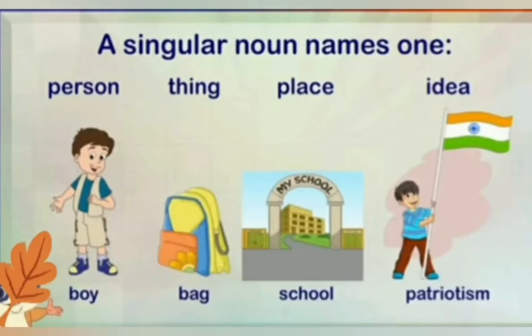Right? A singular noun names one person, one thing, one place, or one idea. Now I'm showing you some pictures here. Here we have a picture of boy, bag, school, and patriotism. Here boy shows a singular person, bag shows a singular thing, school shows a singular place, and patriotism shows a singular idea. Right?